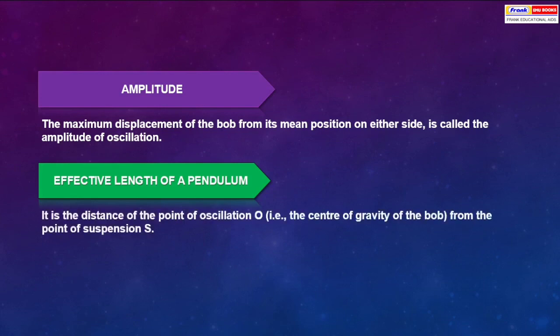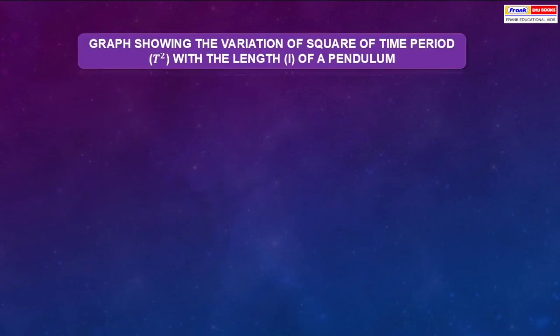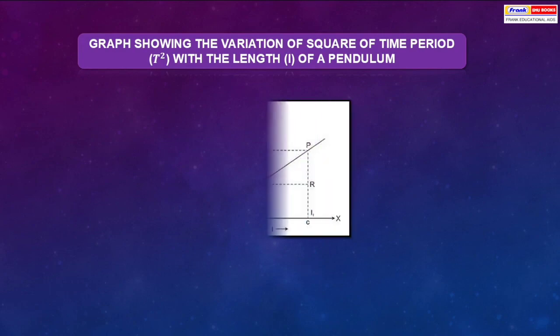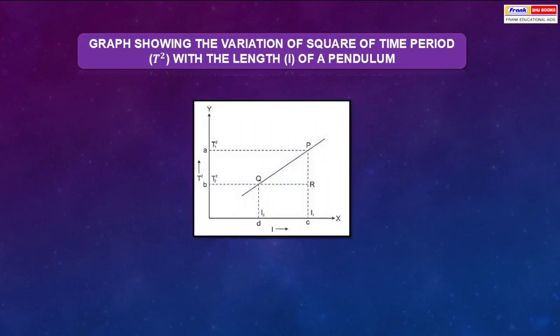Then we have the effective length of a pendulum. This is basically the distance of the point of oscillation from the point of suspension. We will learn what the point of oscillation and the point of suspension are in the Sound chapter. We are going to show the graph showing the variation of the square of time period with the length of a pendulum. So here we can see the graph. Here you see that with the increase in time, the frequency decreases because of the inverse relationship between time period and frequency.